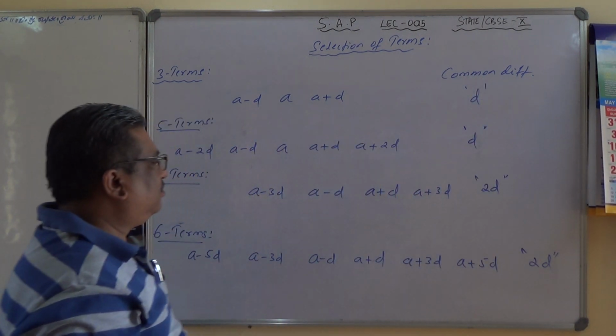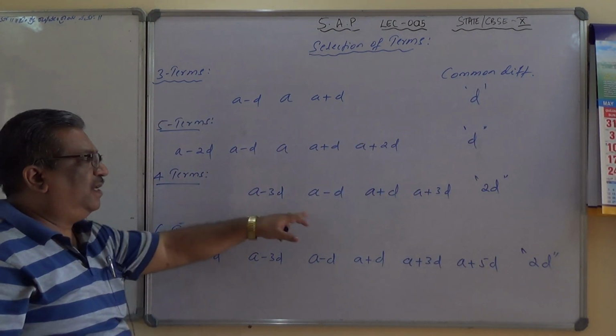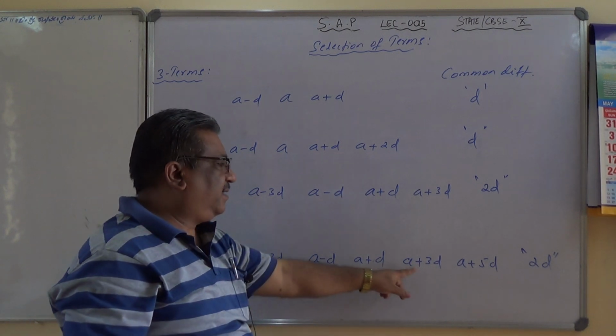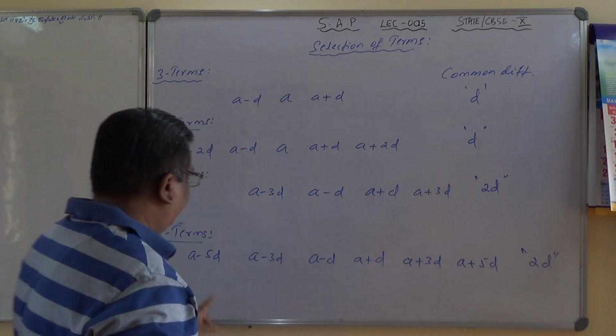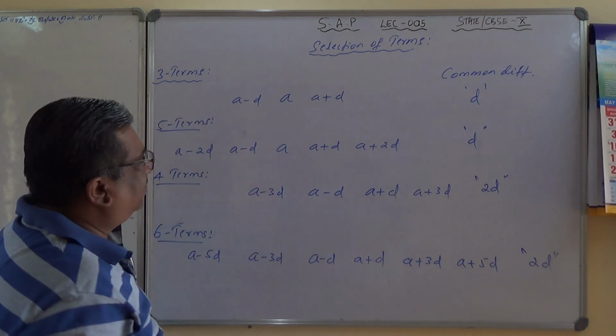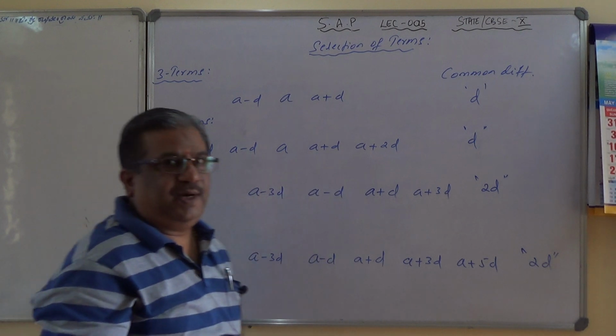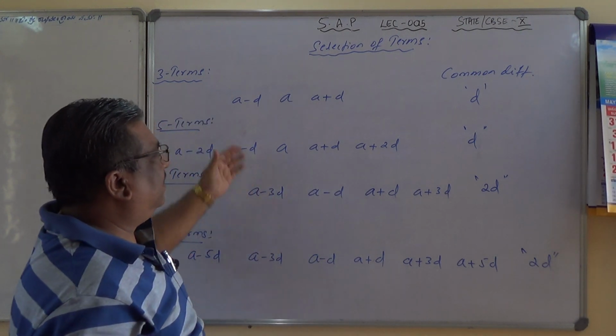So, if you are asked to select four terms or six terms, it is A minus D, A plus D. Next is A plus 3D here, A minus 3D here. And here it is A plus 5D, A minus 5D. I hope you are able to understand this one. Check yourself how we are getting the common difference and all. So this is basically the selection of the terms.